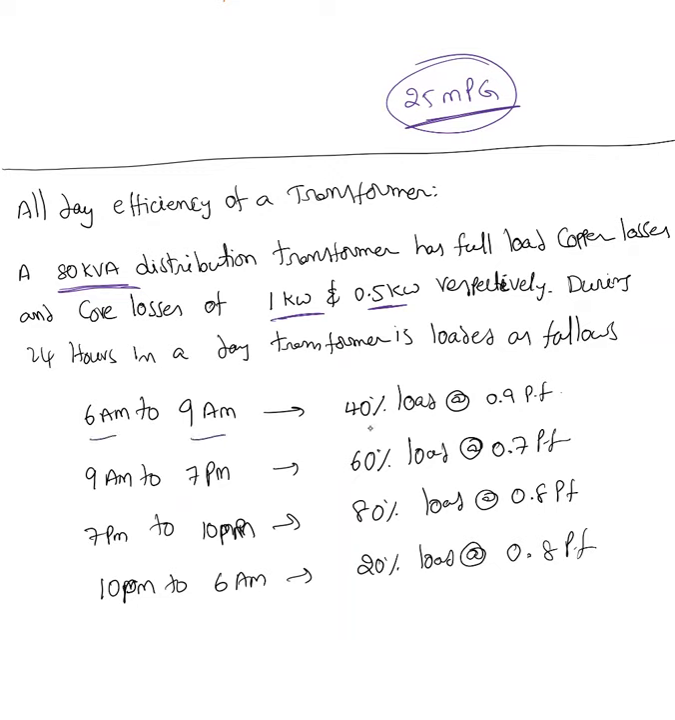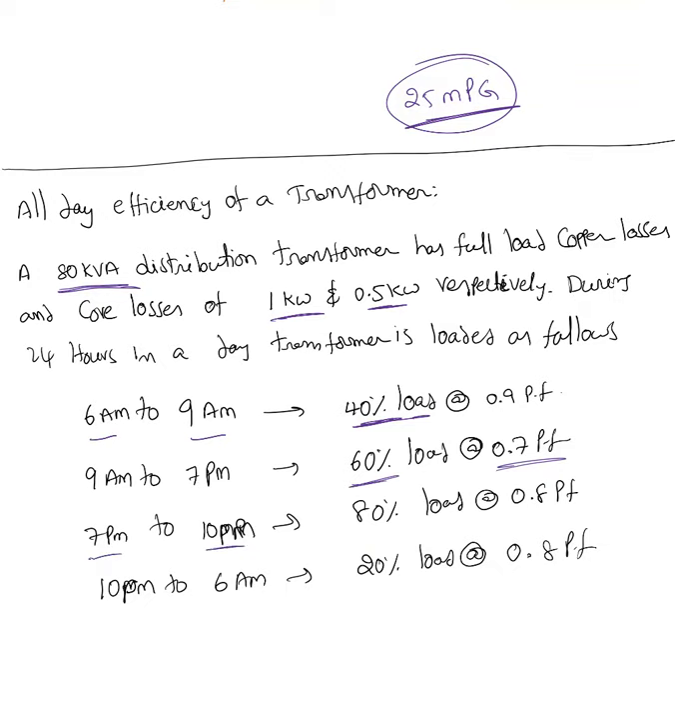From 6 a.m. to 9 a.m., 40% of the load at 0.9 power factor. So most probably in the morning, maybe you are going to cook something, so your stove is on, or maybe microwave is on, and maybe washing or cleaning or something. So probably that's 40% of the load. From 9 a.m. to 7 p.m., I'm sure your AC is going to run, but not all the time, at least on and off, on and off. Your refrigerator is connected, on and off, it's running. So I'm assuming it is 60% load with 0.7 power factor.